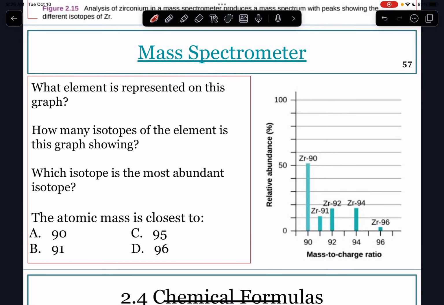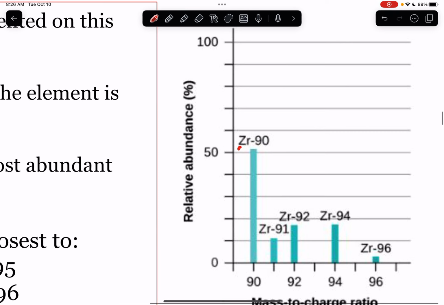Here are some sample questions you could be asked about a mass spectrum. In the graphs you'd be given on a quiz or a test, each peak won't be labeled with the element symbol like it is here. Remember that to find the average atomic mass, we calculate a weighted average of all of the isotopes.